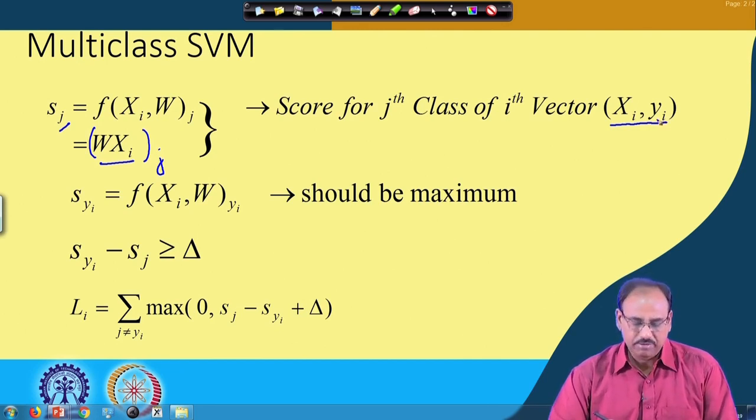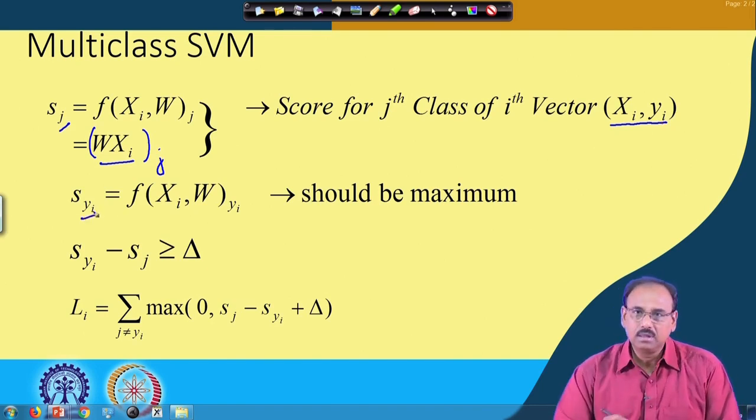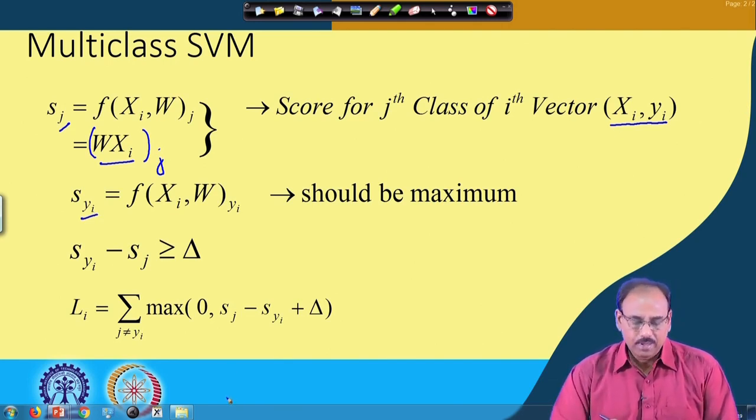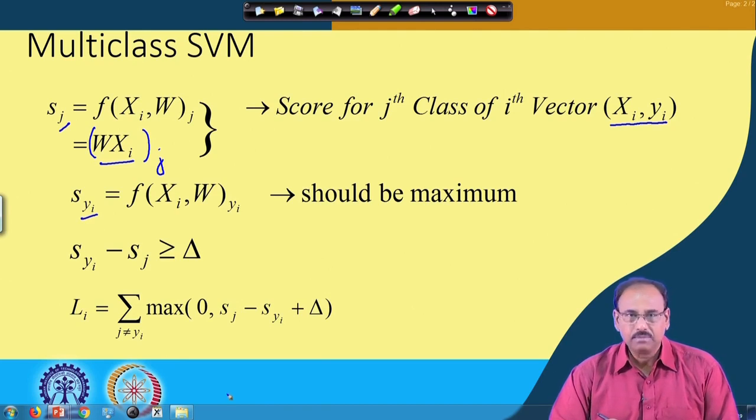So, these are the training vectors, and because this x i, the input vector, belongs to class y i, the score function component y i must be maximum. So, when this linear machine gives you the score function, the y i component of the score function must be maximum, because we have taken x i belonging to class y i.